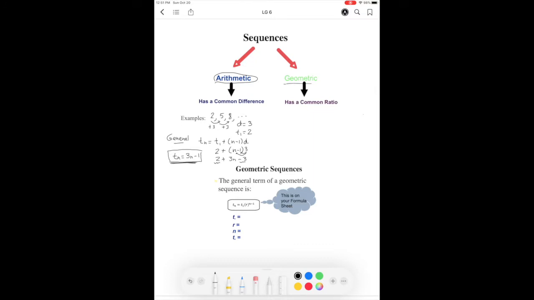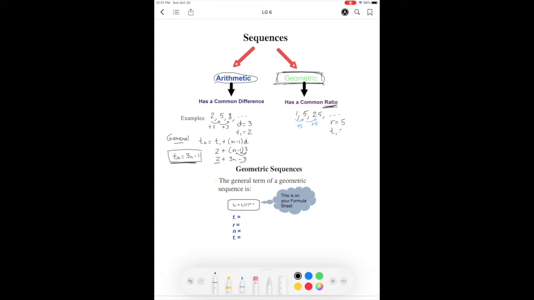Now, the new one is geometric. Okay, so the geometric has a ratio. So an example I could give, let's try 1, 5, 25, and so on. All right, so if you look now, going from 1 to 5, and then going to there, I know I'm multiplying by 5 each time. So we know that as the ratio. Okay, the ratio is 5.